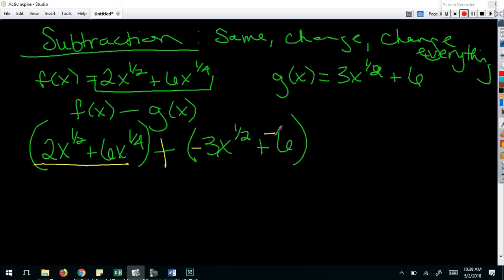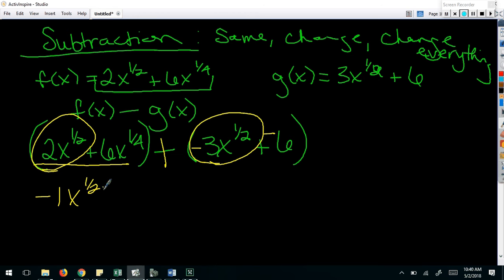Now combine your like terms. You have to add. 2 plus -3 is -1. That's right. Anything else that are like terms? Nope. -6 or plus -6, you change that. The 6x to the 1/4 has no like term, so that's all we have to do for x to the 1/4.